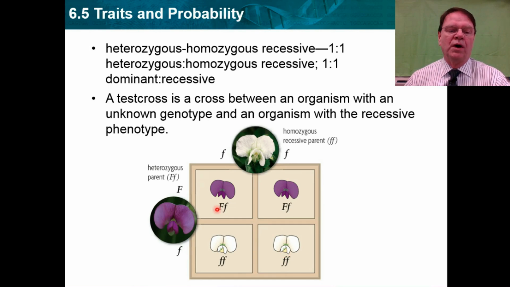Conversely, in this test cross, if this is a purebred purple flower, then the next generation, all of these will be purple. And so a test cross is used, as you can see, when you have an individual that is expressing the dominant phenotype and you don't know if its genotype is homozygous dominant or heterozygous. The best way is you cross it with a recessive individual, showing the recessive trait. Okay? Works every time.